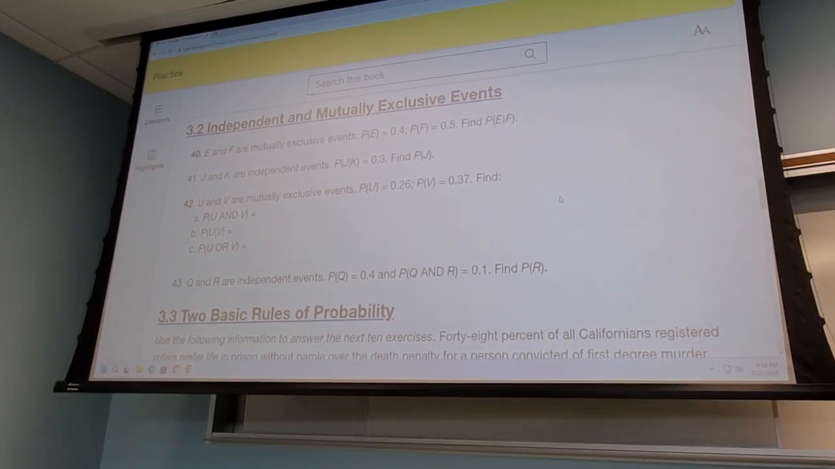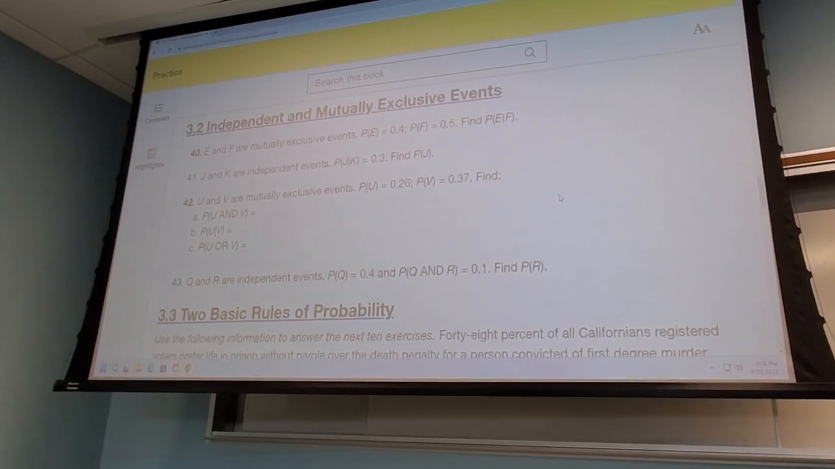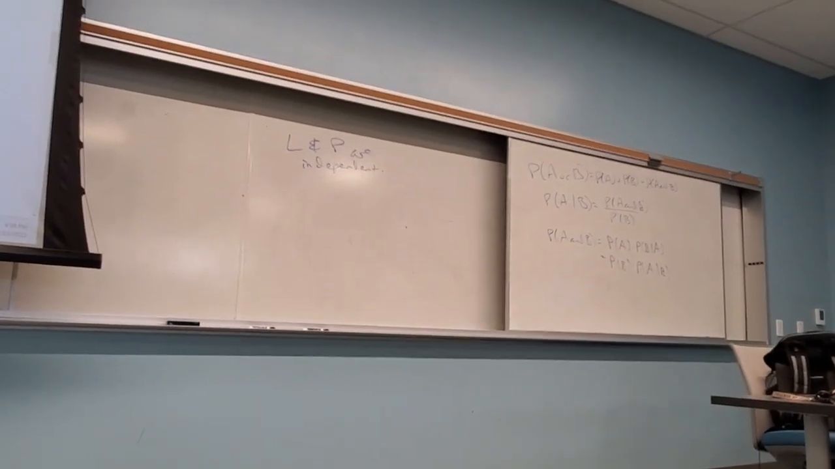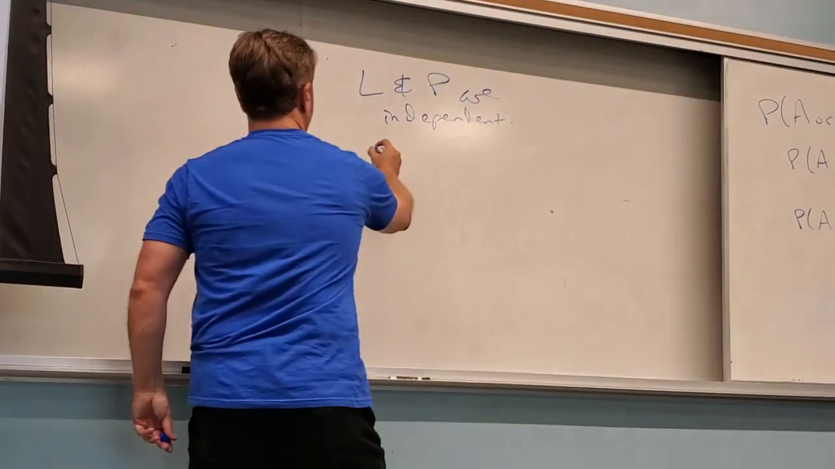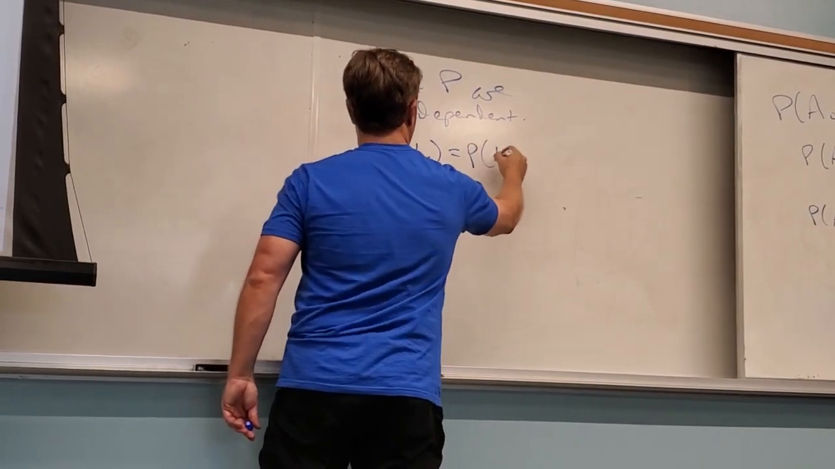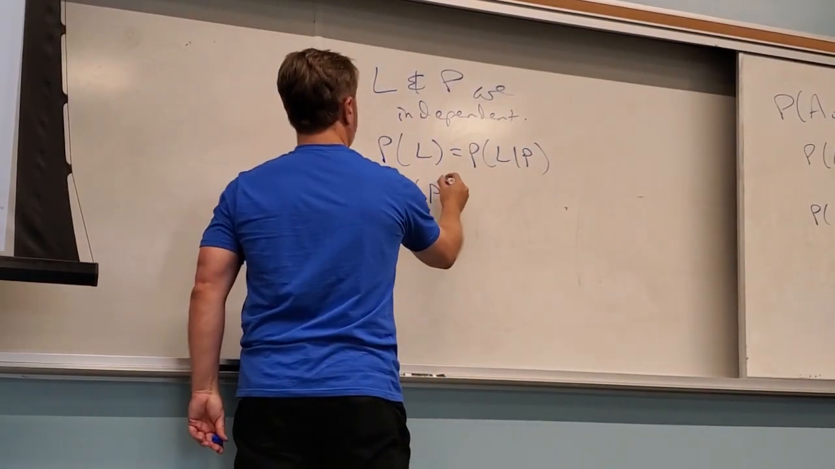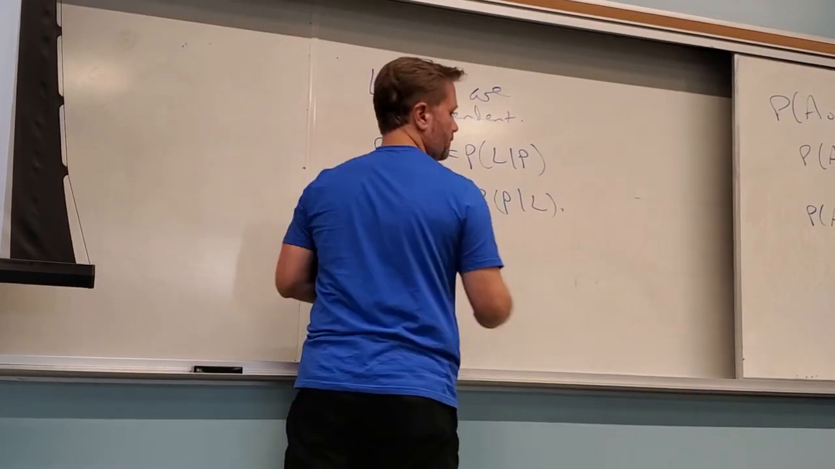Formula sheet, right? See how it's way over there? It's not going to stay there. Okay. If I tell you that L and P are independent, does anyone know what you can immediately write down? What does that mean is true? P of L equals P of L given P. Yeah, I can write down P of L equals P of L given P. I can also write down P of P equals P of P given L, right?